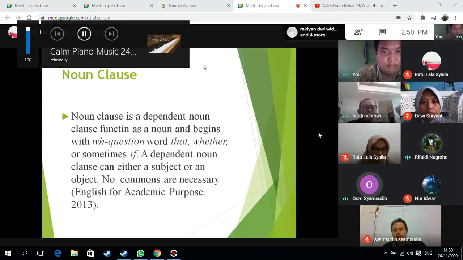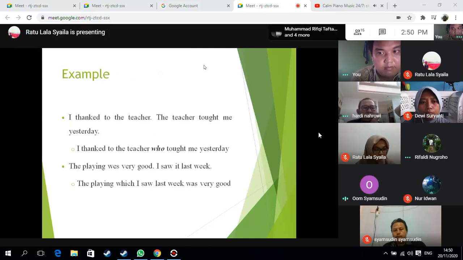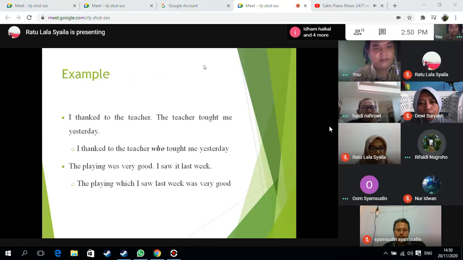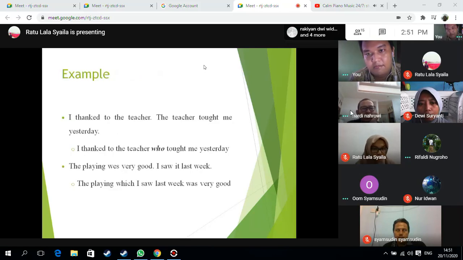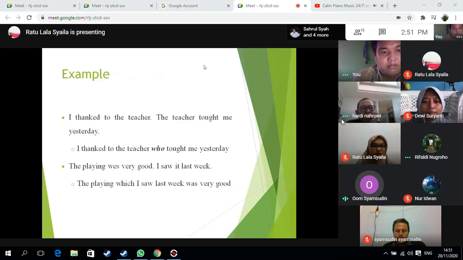Previous, sorry. This one is an example of what kind of sentence? Adjective clause. Adjective clause. Are you sure? This one, the example. Yes, maybe. Yeah. Okay.